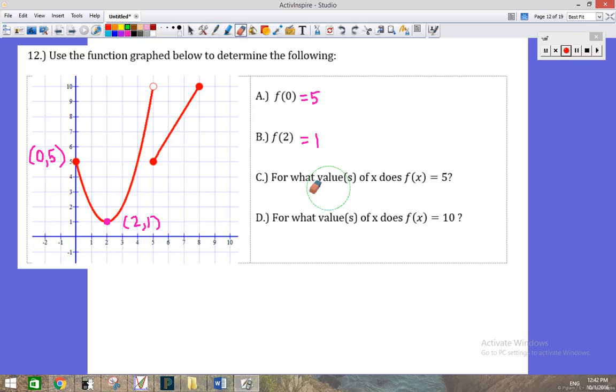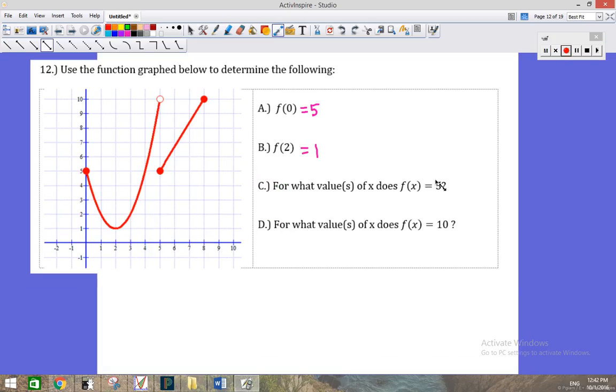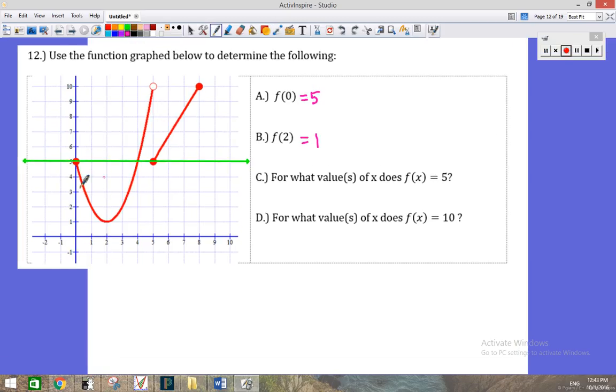Now, when I come in and read for part C, it wants me to consider only points on the graph that have a y-coordinate of 5. If I look at this point, it is 0, 5. It has a y-coordinate of 5. If I look at this point, it's 4, 5. It has a y-coordinate of 5. Since that's a solid dot, I include that in the graph, and that's 5, 5. So I have 3 different values of x that all produce an output of 5.